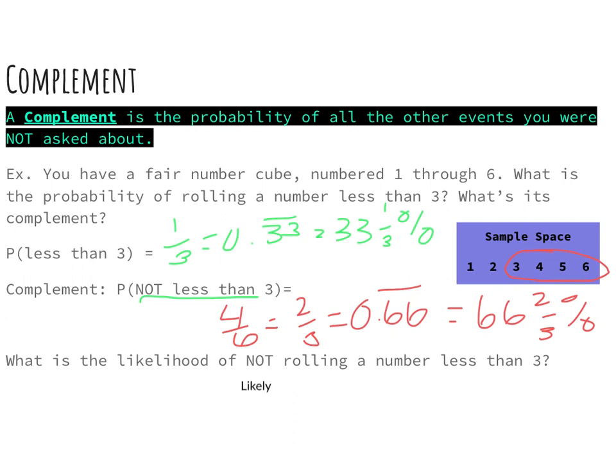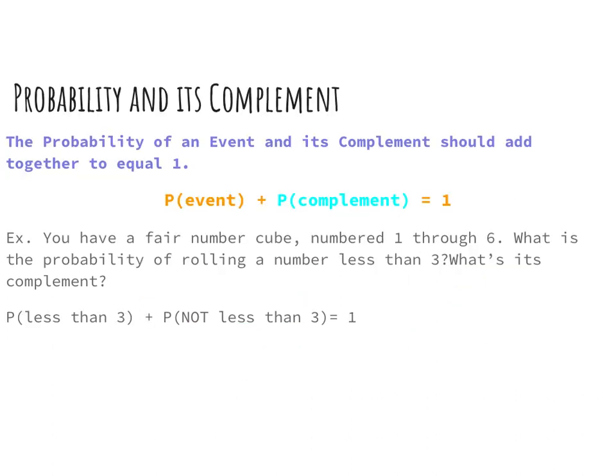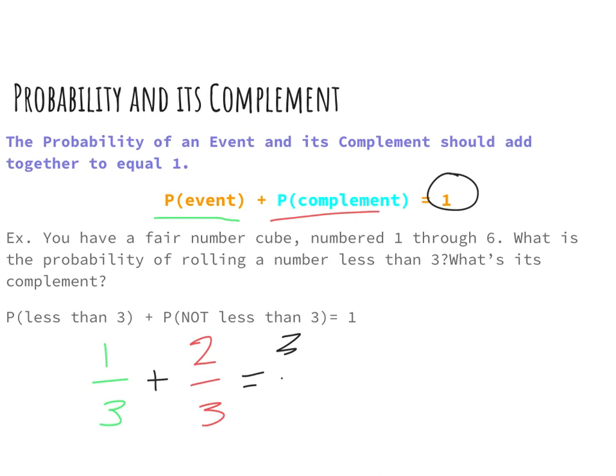So when we're looking at the probability of an event and its complement, they should add together to equal 1. So the probability of the first event plus its complement should total 1. The probability of our fair number cube rolling a number less than 3 was 1/3. If I add that to its complement, which was everything not less than 3, which was 2/3, I add it all together and I'm going to get 3/3, which equals 1.